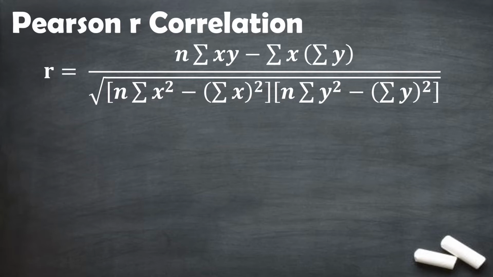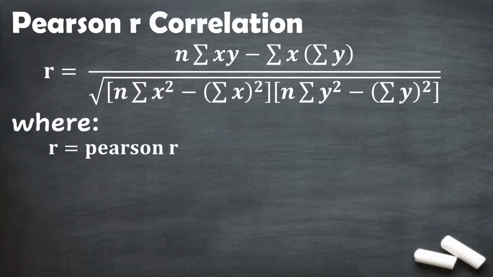The formula is n multiplied by the summation of x times y, minus the summation of x multiplied by the summation of y, all over the square root of the product of n multiplied by the summation of x squared minus the square of the summation of x, and n multiplied by the summation of y squared minus the square of the summation of y, where r stands for the Pearson r.